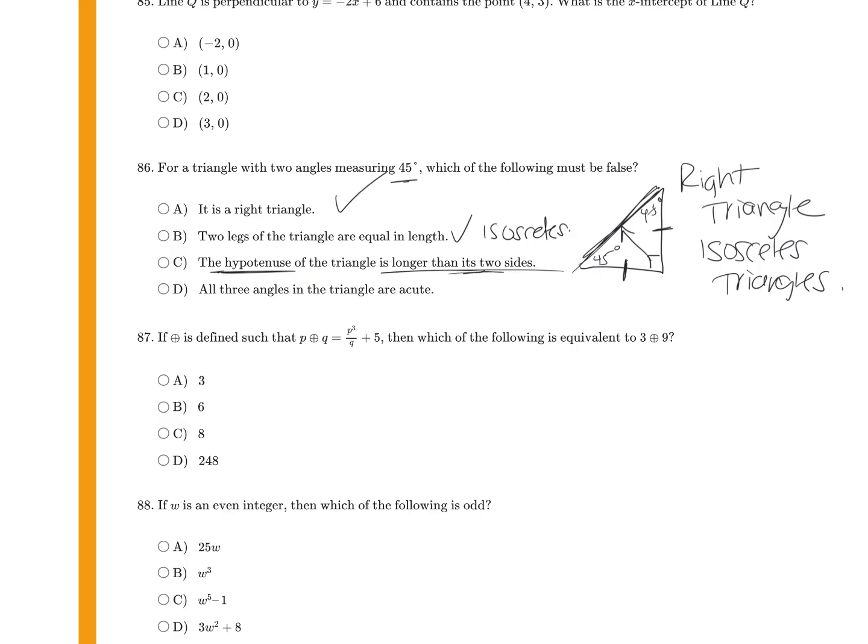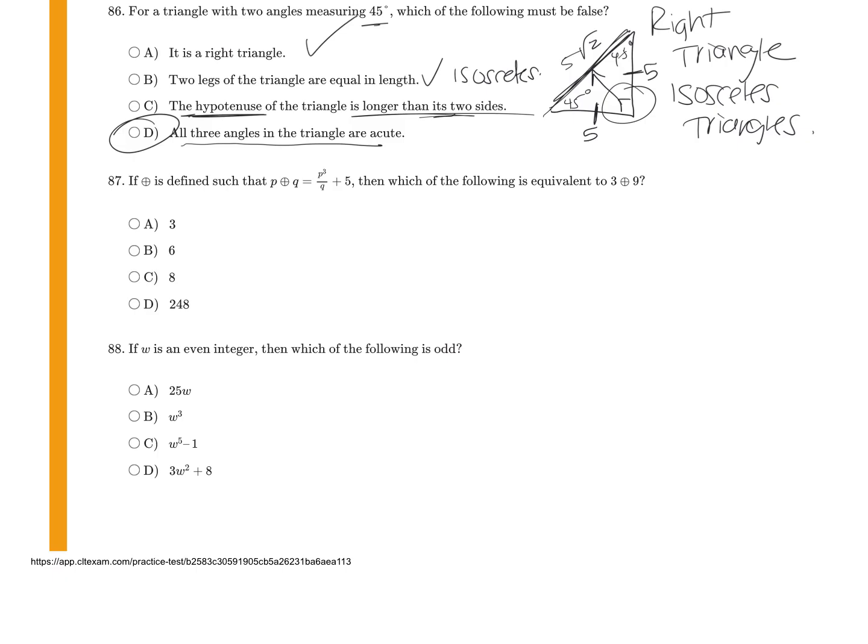There's a property, if you go back to your formula sheet, it shows that on a 45, 45, 90 triangle, if the sides are the same, let's say the sides are 5 and 5, the longest side, the hypotenuse, is going to be 5 square root of 2. So it's a little bit longer, and that's true. D, all three angles are acute. Well, that's false. So that would be the answer. All three angles are not acute. One of the angles is 90, so it's a right triangle.